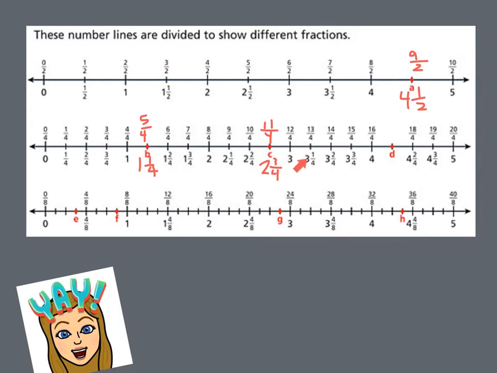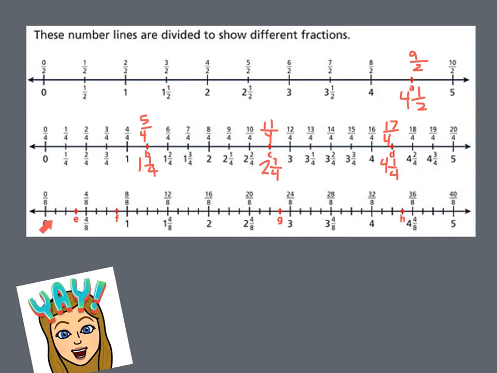3, 3 1/4, 3 2/4, 3 3/4, 4. Ooh, what would come next right after 4? Well, it would be 4 1/4. The improper fraction that would match that would be 4 times 4 is 16, plus 1, 17/4.